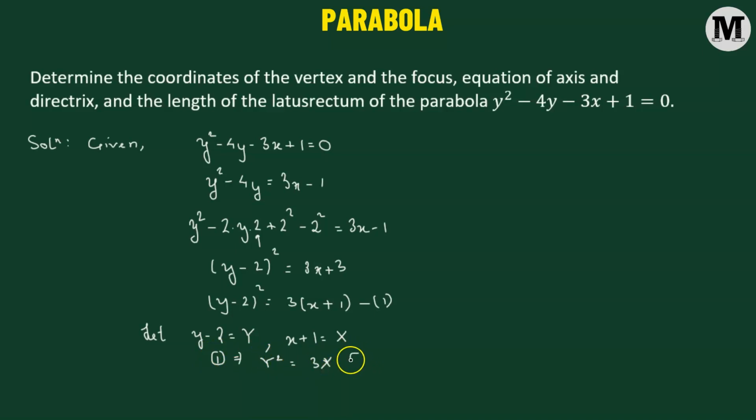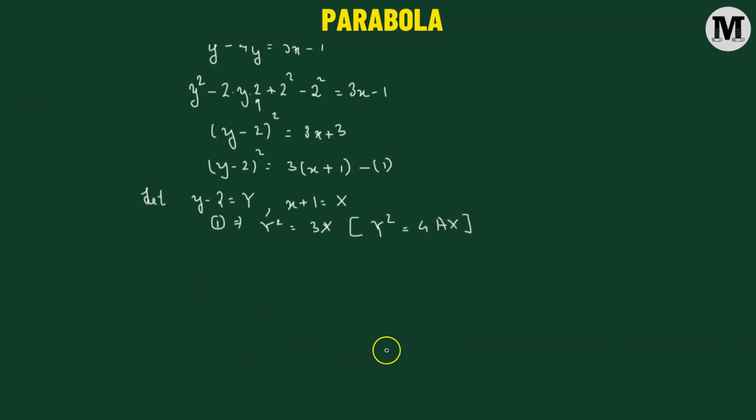3X, and this has a familiar form, Y squared equals 4aX. That means if we compare with the standard form Y squared equals 4aX, we get the value of 4a equals 3. Or we can say that a comes out to be 3 over 4. We're going to use this value.